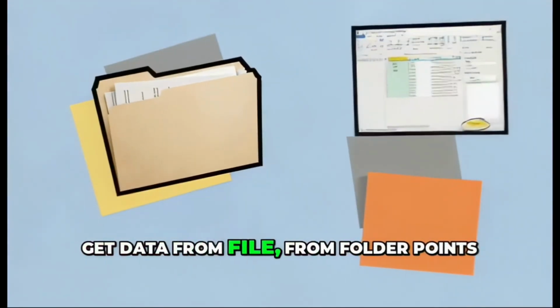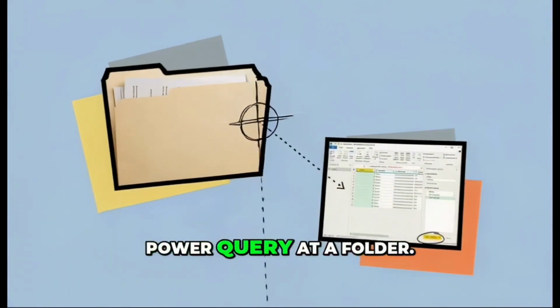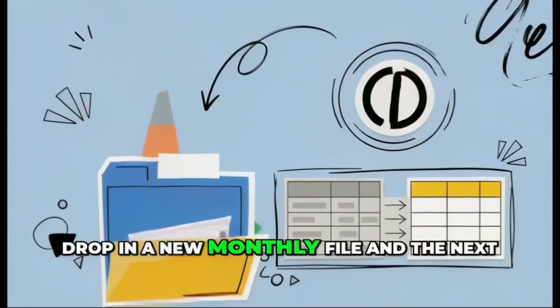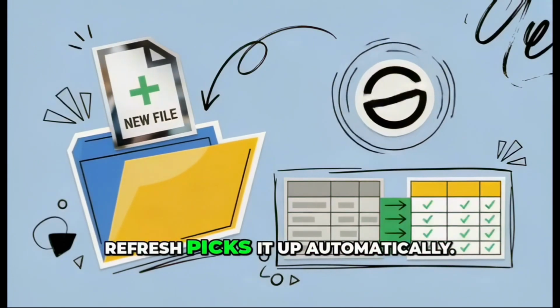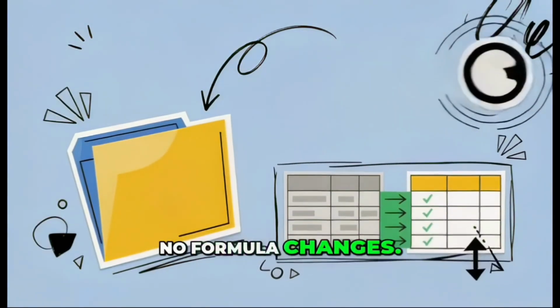Get Data, from file, from folder points Power Query at a folder. Drop in a new monthly file and the next refresh picks it up automatically, no formula changes.